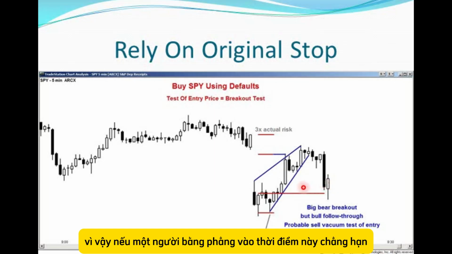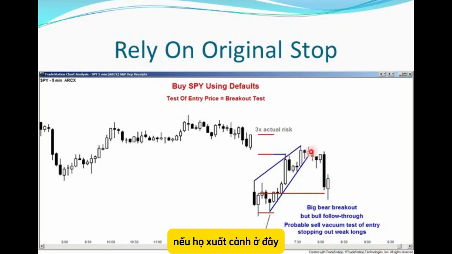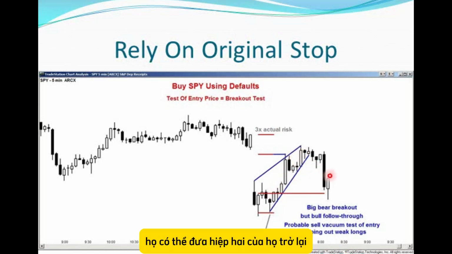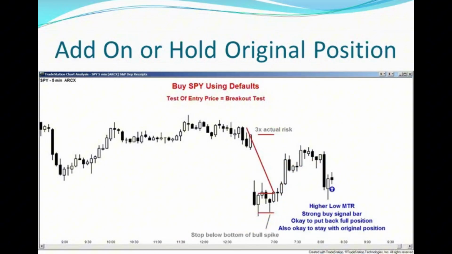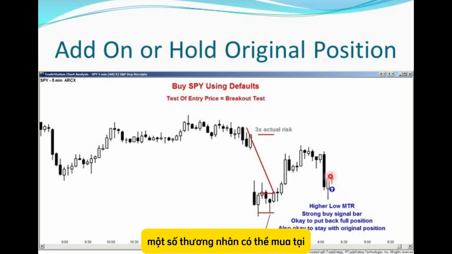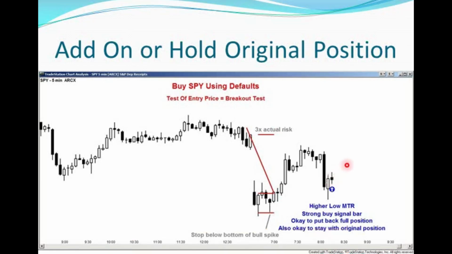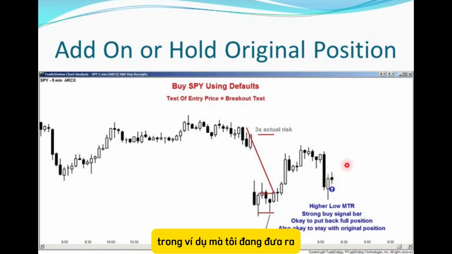We had a bear trend, a strong rally, and then a 2-legged sell-off and a strong reversal. So if a person was flat at this point, for example, if they exited up here, this would be a good place for them to re-enter for a swing long. Some traders, if they took half off up here, might put their second half back on. For example, some traders might buy at 1 tick above the high of this buy signal bar. In the example that I'm giving, I'm going to rely on the original entry back here and not discuss a second entry over here.